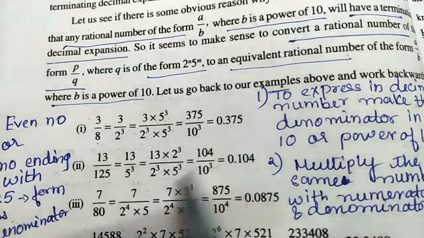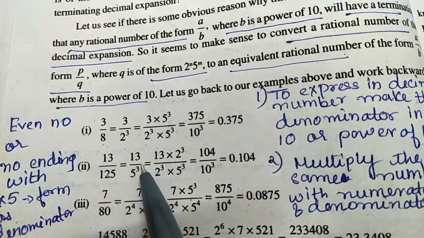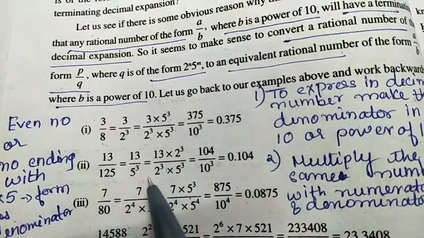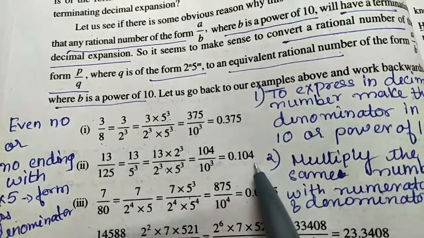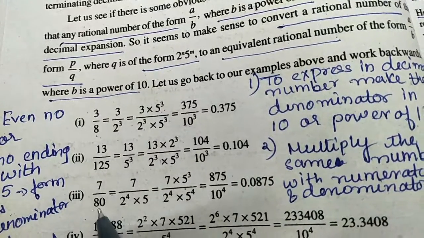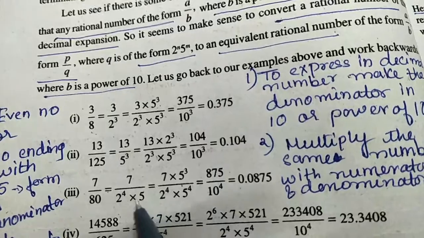You can express it in the form of decimal numbers. Similarly here 125. It's 5 raised to 3. So we have to multiply it by 2 raised to 3. So here also 2 raised to 3, and that gives you a decimal number. Similarly 80 is 2 raised to 4 and 5. So already we have a 5 here.